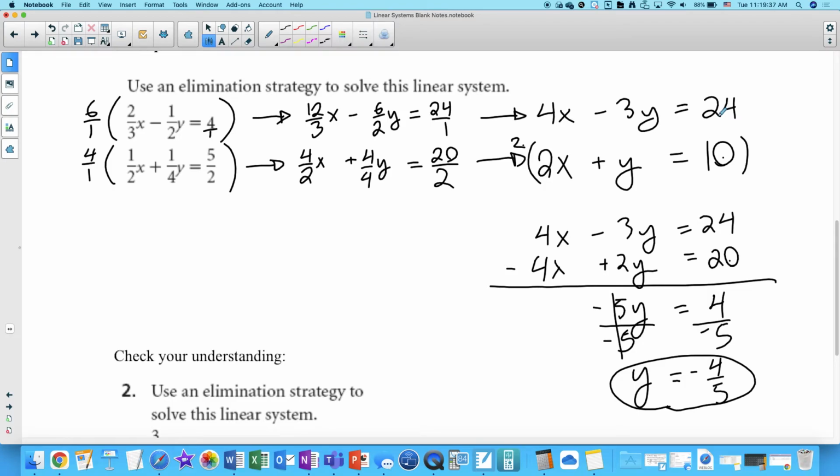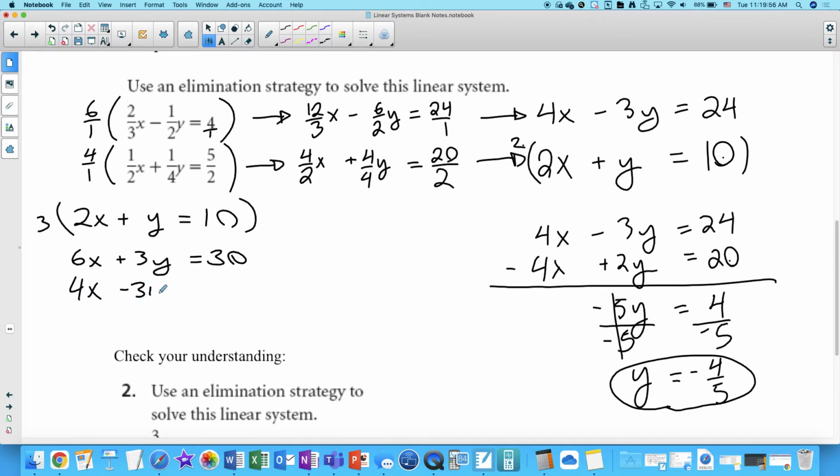Okay, so if I'm going to do elimination, but this time with y, I have to triple this. So this is going to become 6x plus 3y equals 30. And then I'll pop the other one down here, 4x minus 3y equals 24. And then when I add these, I'm adding this time because these are different signs. I'm going to get 10x equals 54.